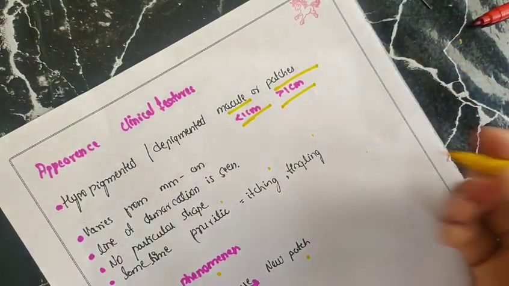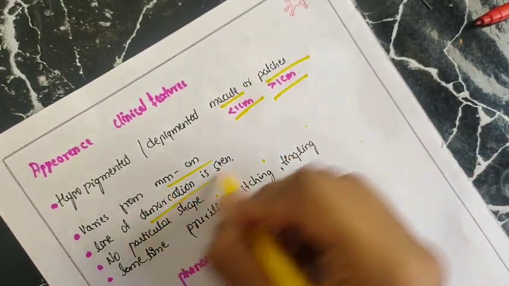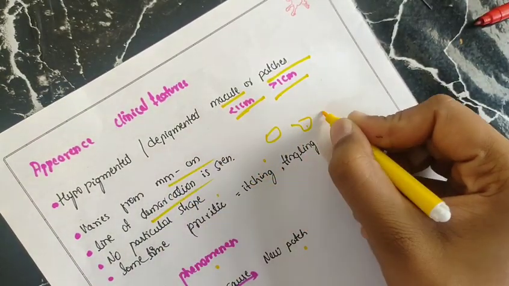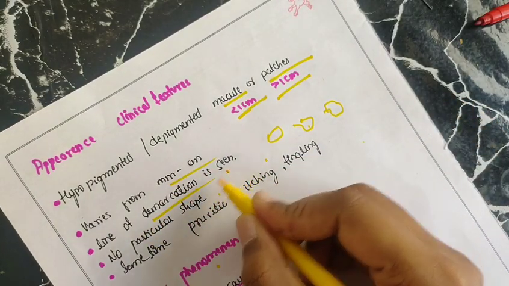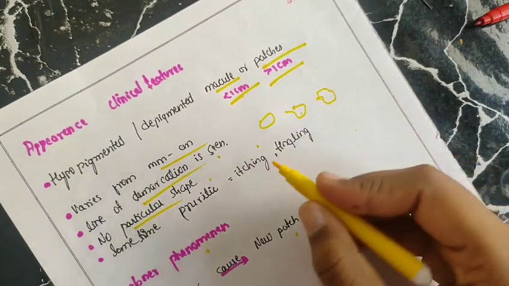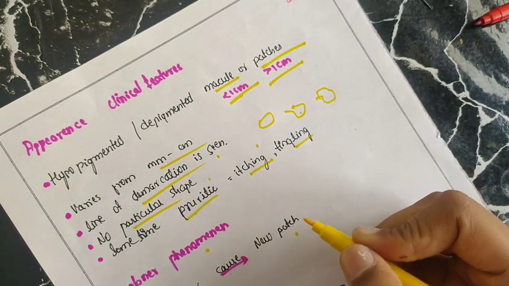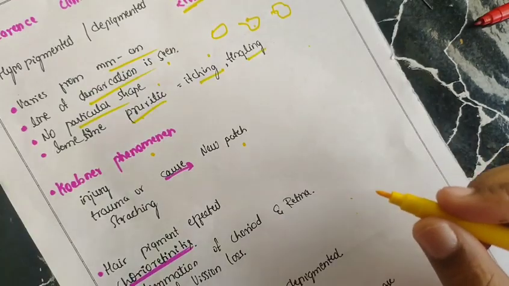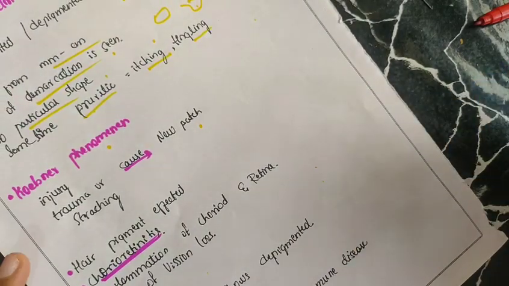And it varies from millimeters to centimeters. The patch may be of various dimensions. It may have different shapes, circle, oval, or asymmetric, anything it may be. It may have a line of demarcation and no particular shape can be specified. And sometimes it will cause itching or tingling, that is, pruritic action can be seen. That means a tingling sensation or itching can be felt. And Koebner's phenomenon is positive in this condition.